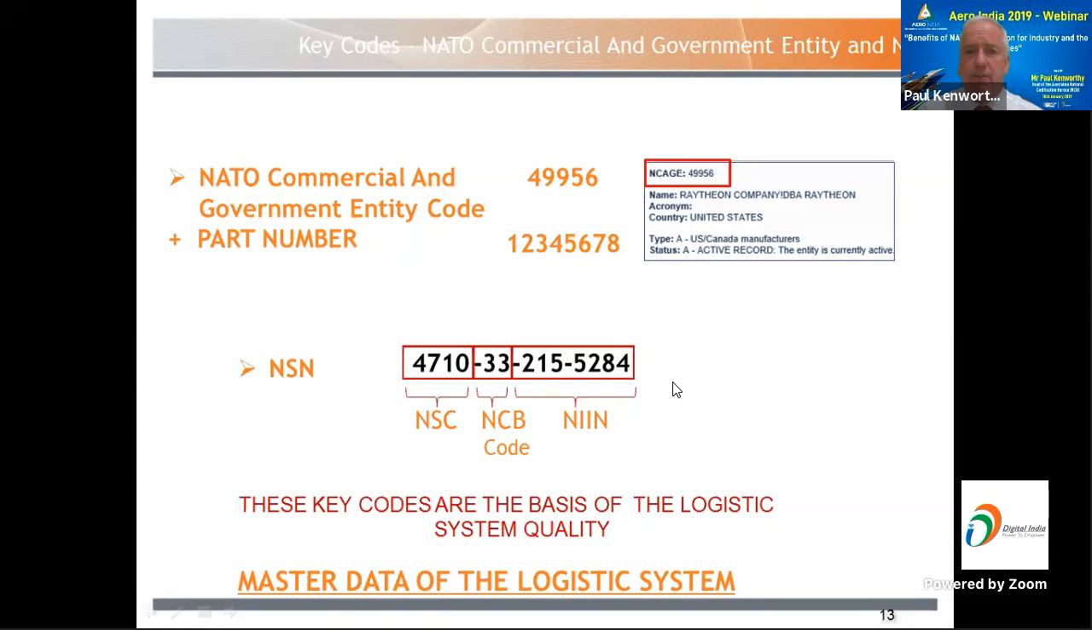That's if you're a participant in the NATO system. Otherwise, it is the NCB of the first procuring country. That is for NATO and the Tier 2 nations. And the last seven digits are a non-significant number. However, when it is added to the NCB code or the nation code, that then becomes a unique number. Once assigned, it can never be reassigned. These codes are the basis of our logistics system quality. And we call this master data. And these are the keys, and all the other data that we add throughout the supply chain and throughout our systems are added to them.